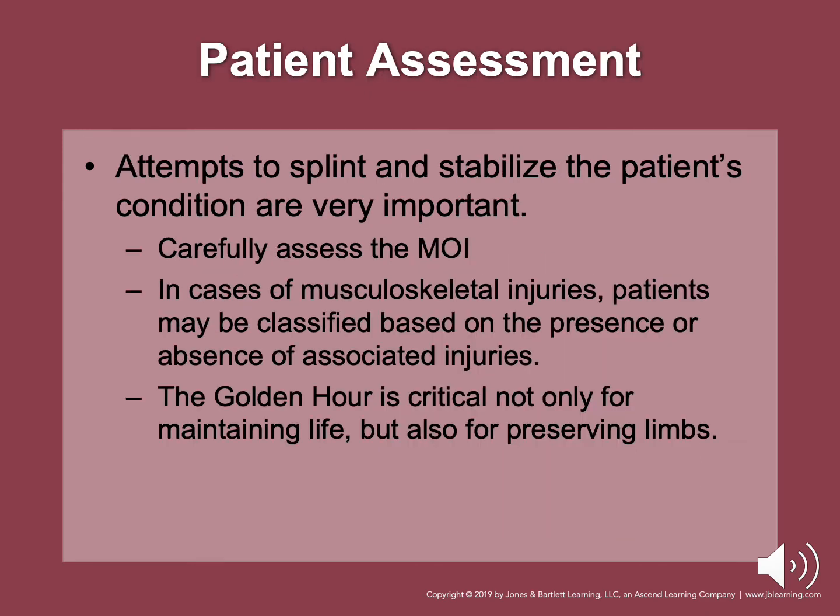With your patient assessment, attempts to splint and stabilize the patient's condition are very important. So do not become distracted by visually impressive injuries. If you've got an amputation, don't become distracted by it. If you've got an open fracture, don't forget about your ABCDEs. Take care of those first. The injury has already occurred. Yes, we need to take care of it quickly.